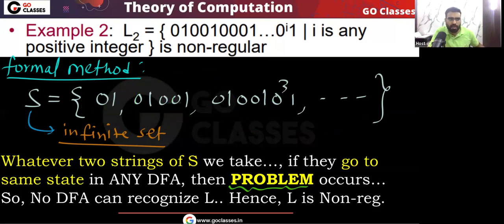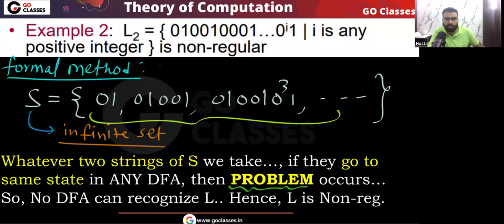I hope you understood. Now you can prove it: whatever two strings you want, you can take. If they go to the same state, then the problem will happen. Tell me which strings I should take. Give me two strings. I will prove that if you take any two strings, whatever two you want, and they go to the same state, then the problem will happen. So for example, you can consider these two strings. For example, 0 1. A student is saying that, sir, consider this string.